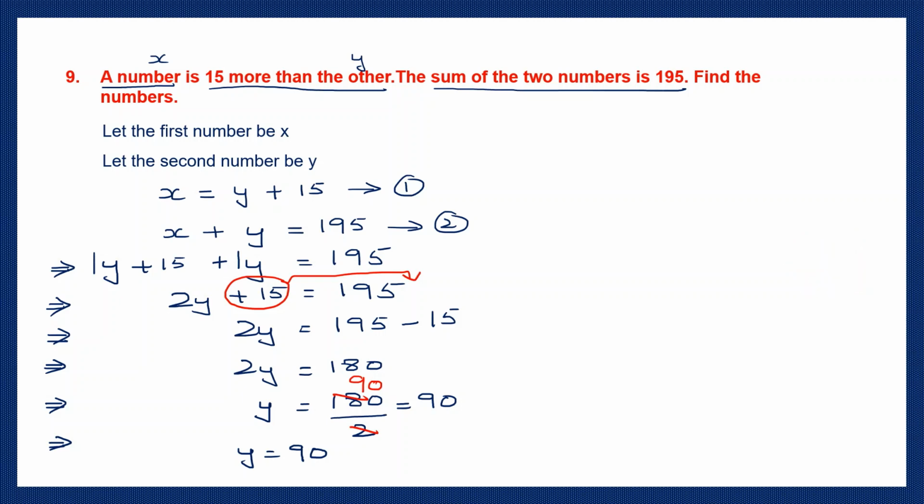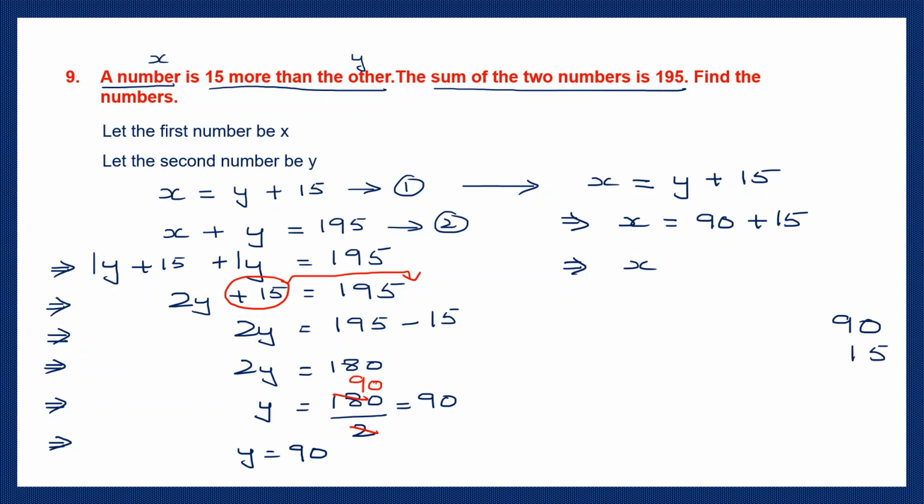Now that we have found y, we can find x, and let's use the first equation. X plus y, x is equal to y plus 15. So that means to find x, we're going to substitute y with 90. We found it, isn't it? 90 plus 15. So let's find the value of x by adding 90 and 15. 9 plus 1 is 10. So x is equal to 105.